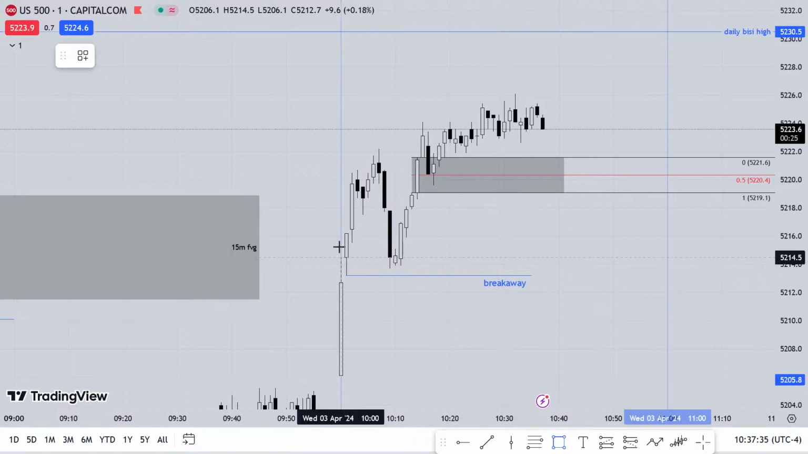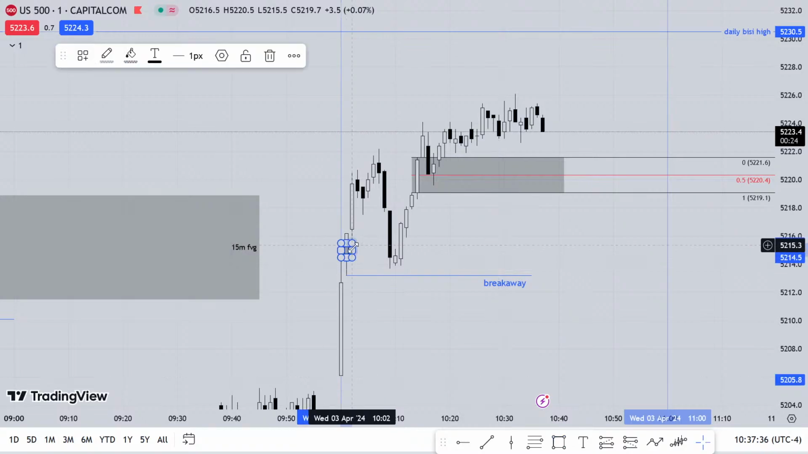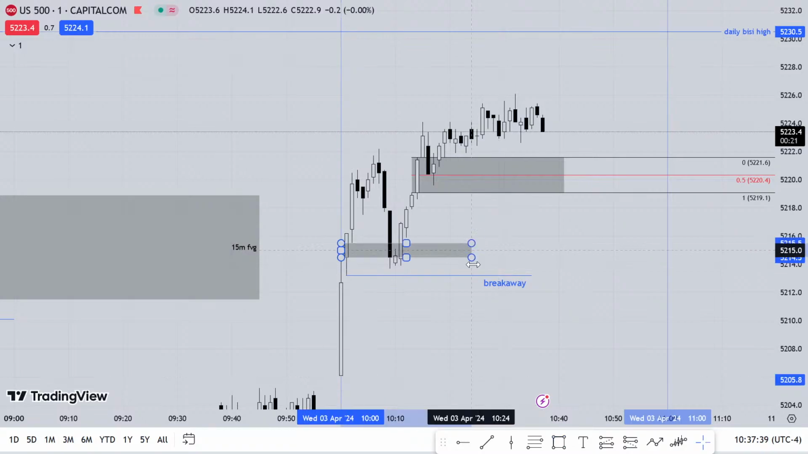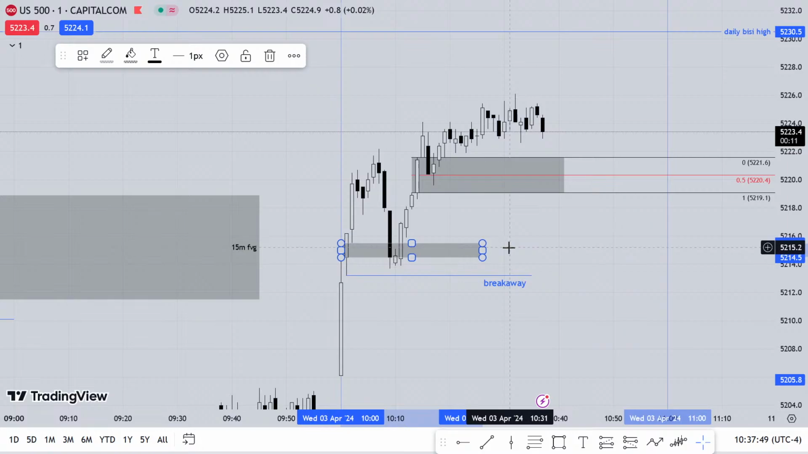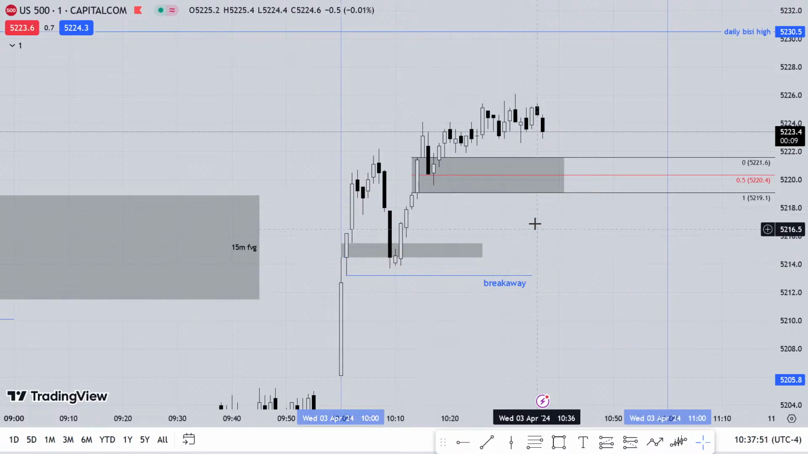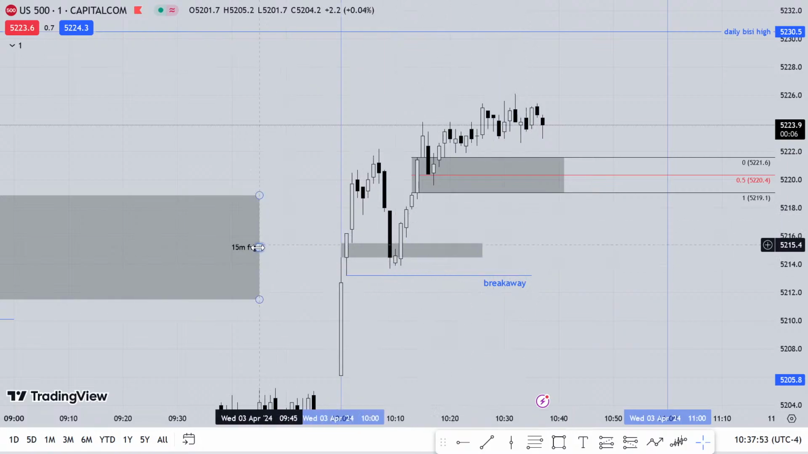So when the breakaway gap is seen in price action, we don't expect price to trade back down into it. This should be the silver bullet if you're trading the silver bullets. So this is the silver bullet here, which accompanies this 15-minute fair value gap.